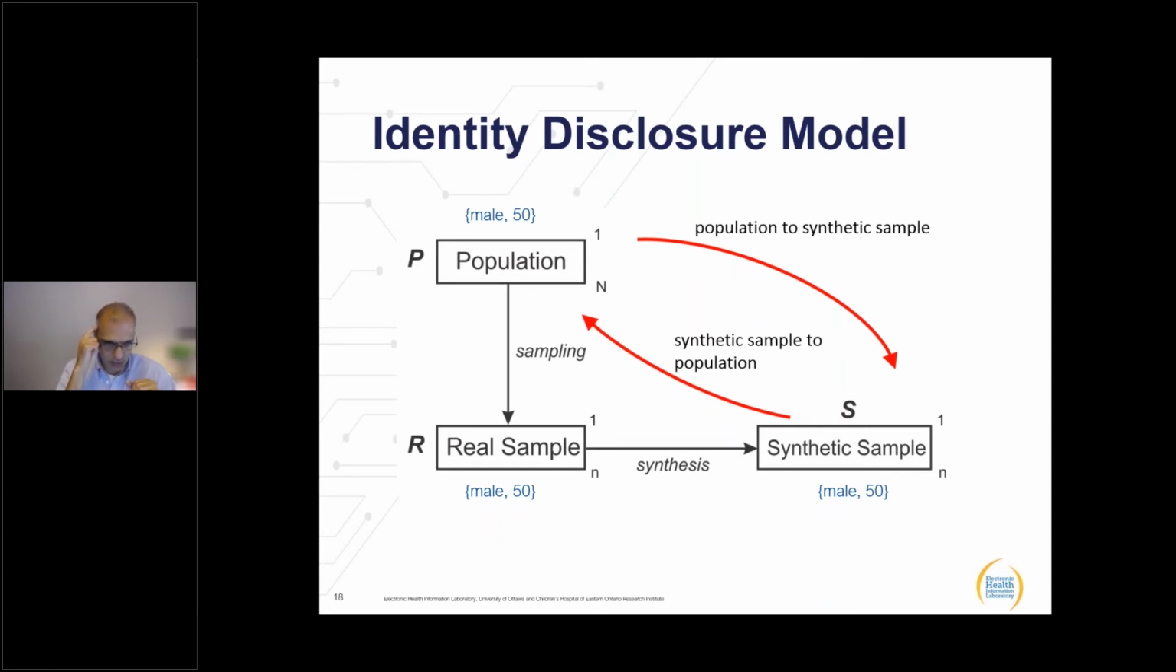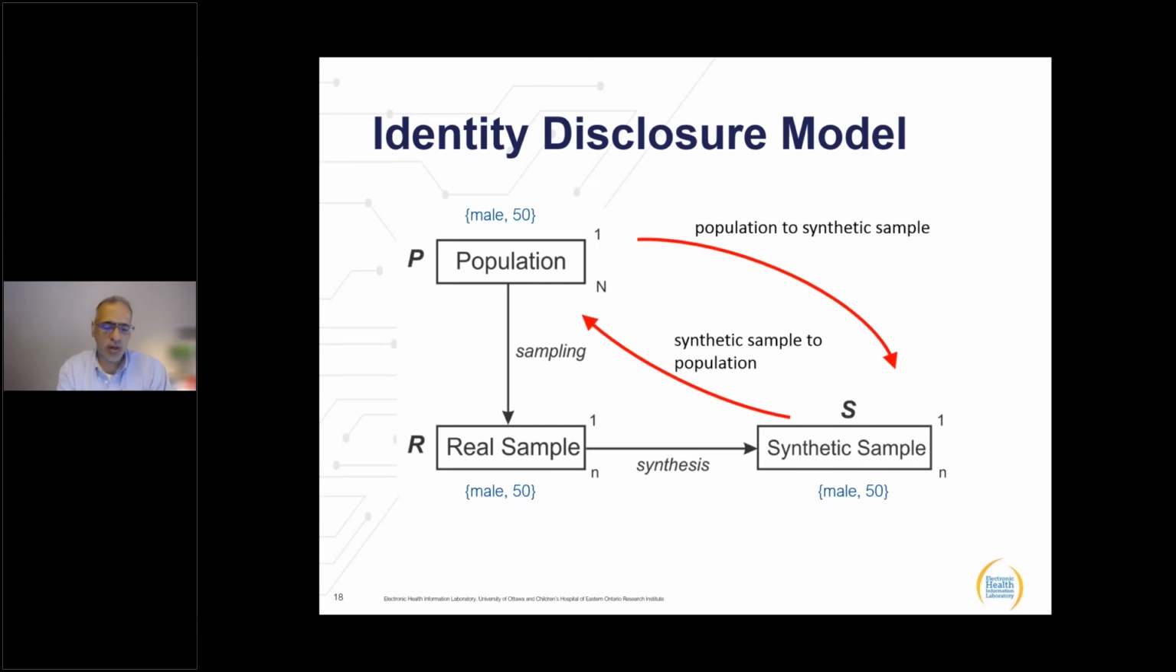to real people. So if you imagine you have a population, whatever that may be, and then you have a sample of people from that population, and then you create a synthetic version of that sample. We'll assume the synthetic data set is the same size as the real data set. And let's imagine that there's a male who's 50 years old in the synthetic sample, and there's another male who's 50 years old in the real sample. So we do have a match between the synthetic data and the real data.